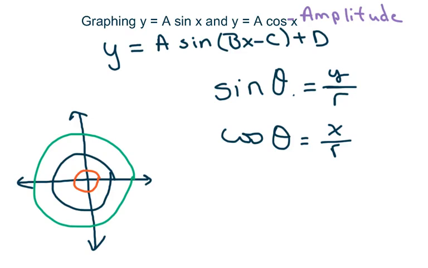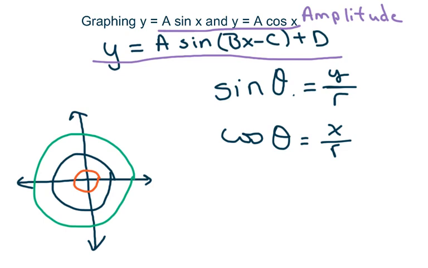We're going to only graph y equals a sine of x and y equals a cosine of x from this equation here. So basically we're just doing this portion, and this is called the amplitude. And I want you to know basically what the amplitude really is.